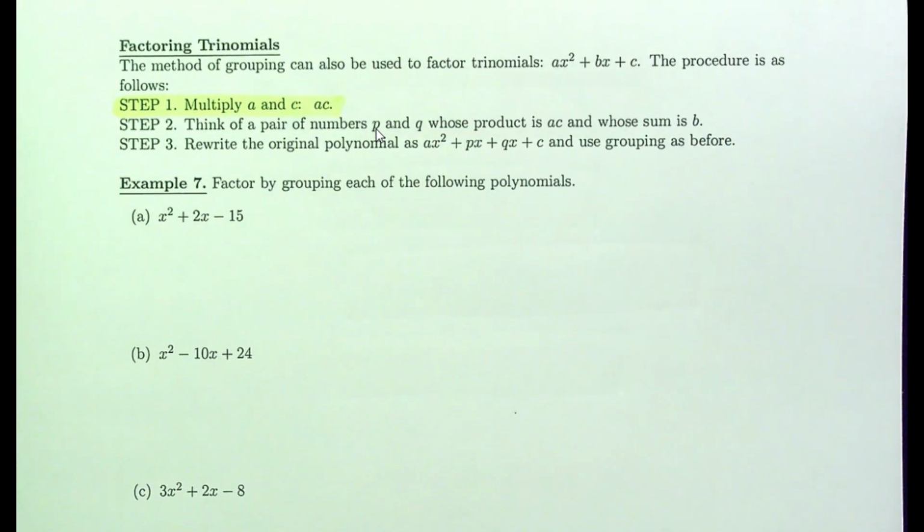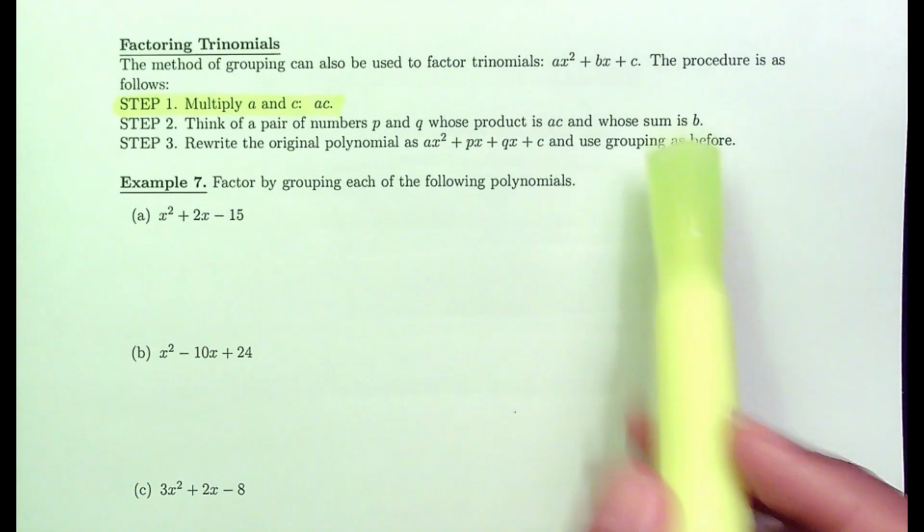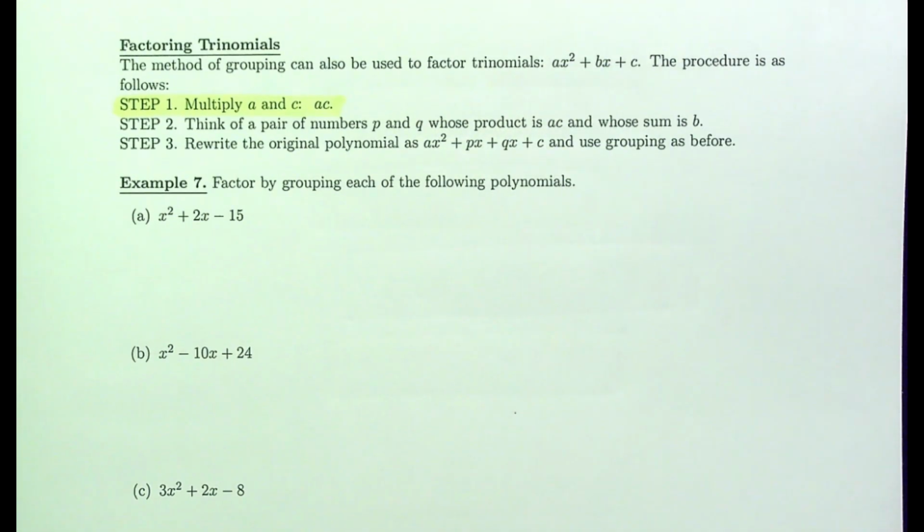Then you're going to think of 2 numbers, a pair of numbers, P and Q, such that when you multiply those 2 numbers, you get AC, the number that you wrote down, but when you add them, you get B, and B is the number in the middle, the coefficient of the X. So you're going to think of a pair of numbers that when you multiply them, you get AC, which is the number that you wrote down, and then when you add them, you get the number in the middle.